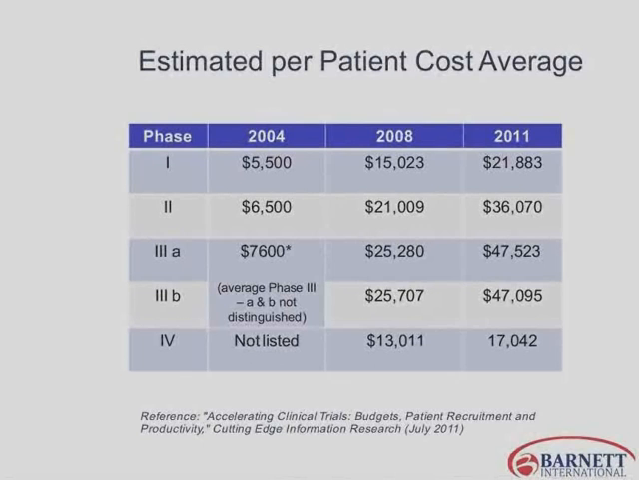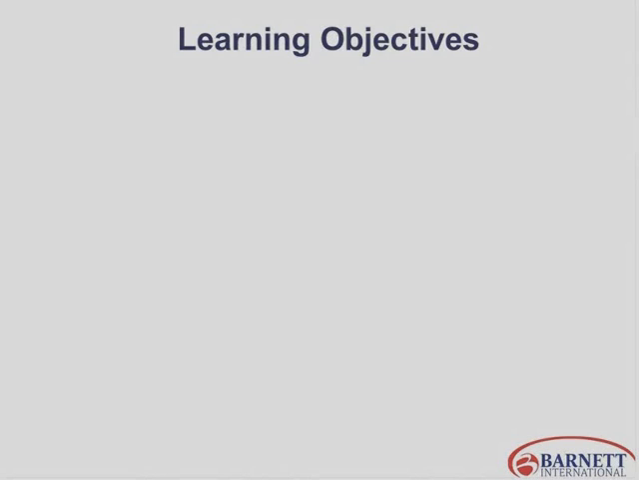Phase 4, there were no statistics listed for phase 4 trials in 2004, went to $13,000 in 2008, was the figure that was provided. And then in 2011, $17,042 was the figure that was provided. So not much difference in terms of the phase 4 trials there. But if you think about what's involved in phase 4, it's probably understandable. And then you saw that there was that reference, if you'd like to look it up, right beneath the slide there.